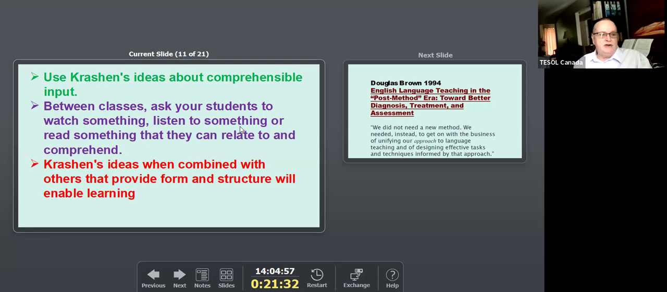You could use Krashen's ideas about comprehensible input. Between classes, ask your students to watch something, a TV program or a movie, to listen to something on the radio, or read something that they can relate to and comprehend. Krashen's ideas, when combined with others that provide form and structure, will enable learning.